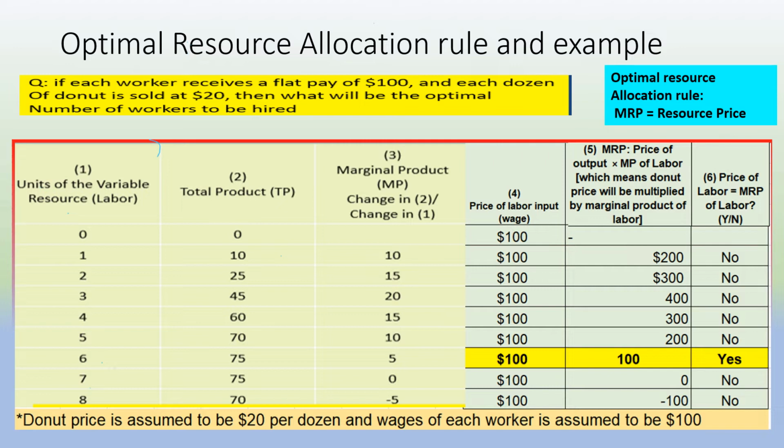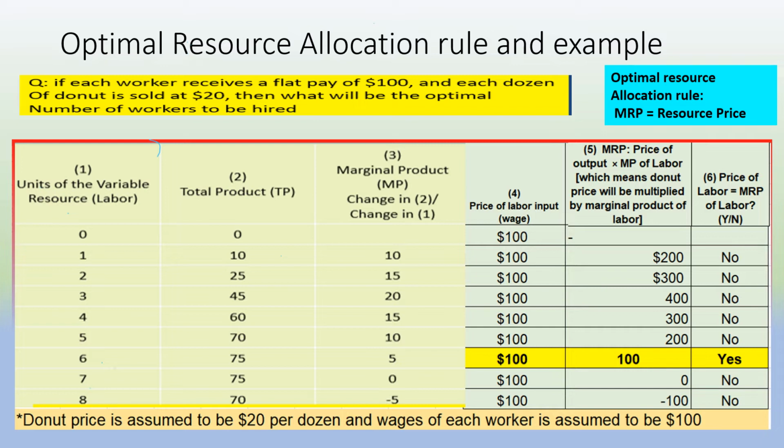Here we are saying that assume each worker is receiving a flat pay of $100 and each dozen donuts is sold at $20, then what will be the optimal number of workers to be hired? So we are answering this question, applying the optimal resource allocation rule, which is MRP equals resource prices. MRP stands for marginal revenue product, which has to be equal to the resource prices. In this case, the workers' wages, flat pay, is $100 here.